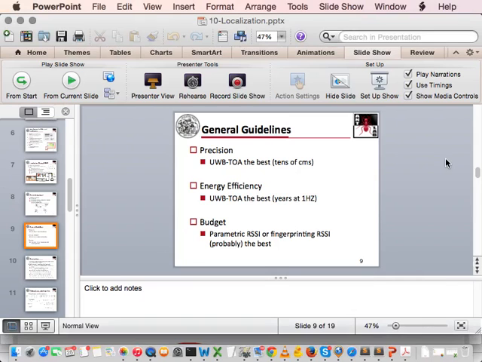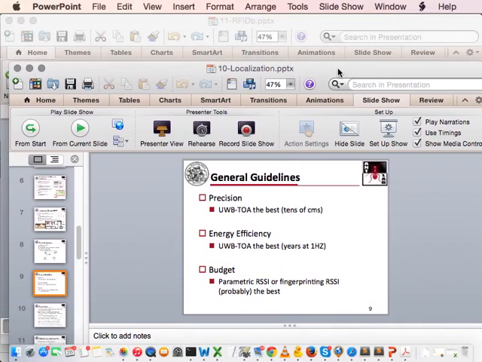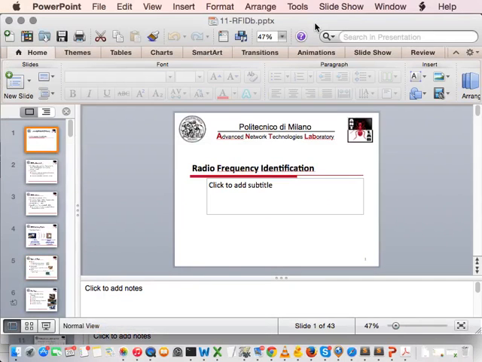Okay, so if you don't have any questions, we can move on to our next topic, which is going to be radio frequency identification.